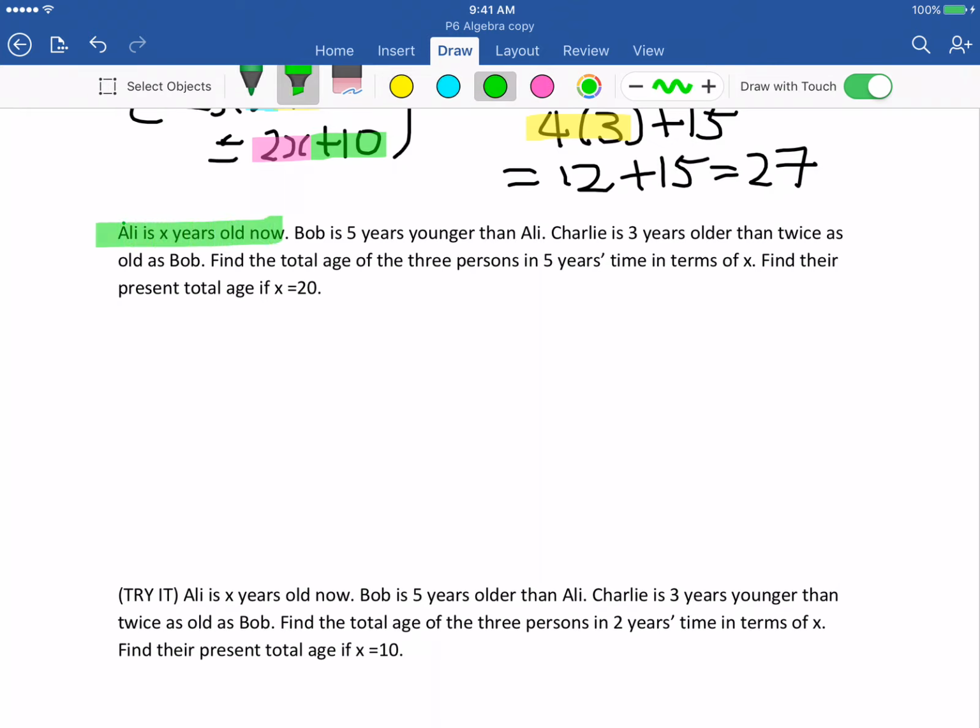Ali is x years old now. Bob is 5 years younger than Ali. Charlie is 3 years older than twice as old as Bob. Find the total age of the 3 in 5 years' time. A lot of clues again.